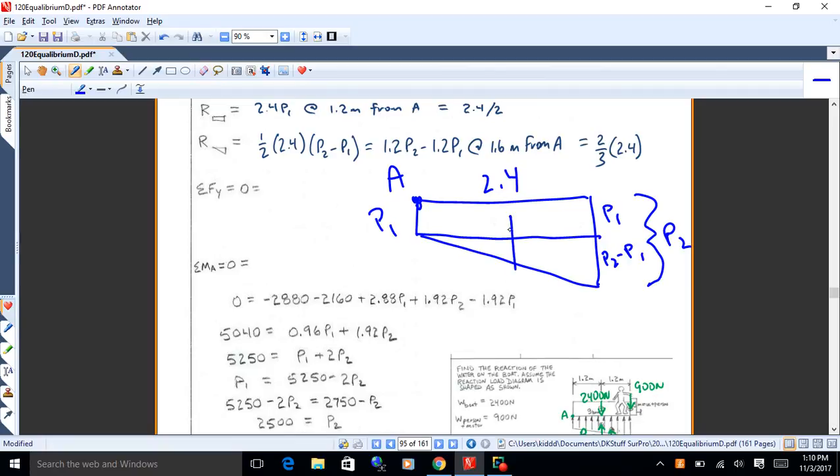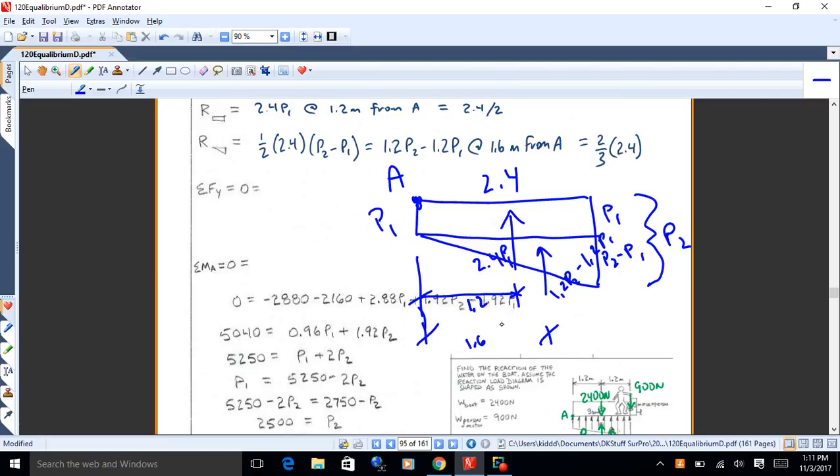And what I'm going to have then are these two loads. And this first one is easy enough. It's just 2.4 P1. And then this other one's a little bit more complicated, not too bad, but it's 1.2 P2 minus 1.2 P1. And then I've got the distances that these things are from the left-hand side. So that's 1.2, and this other is 1.6, okay? So that's what I'm working with.